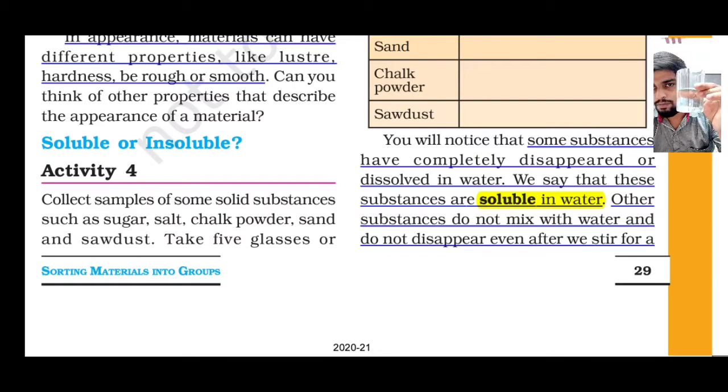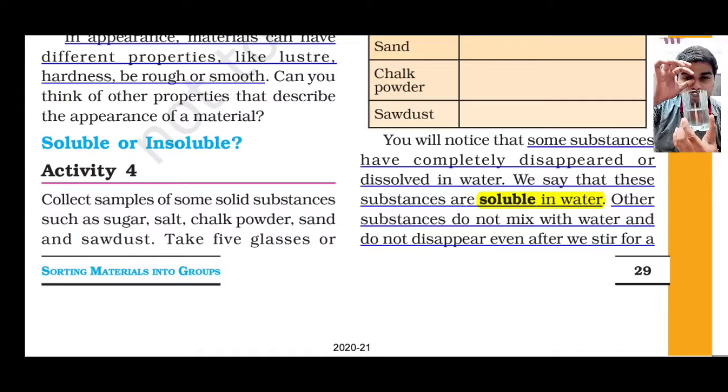If I take a glass of water and put a pinch of salt in it and stir for at least 1 minute, then after 1 minute this salt dissolves or disappears in the water. Let's see. If I stir this water with salt for a few seconds, as you can see, the salt in this water has disappeared or dissolved.